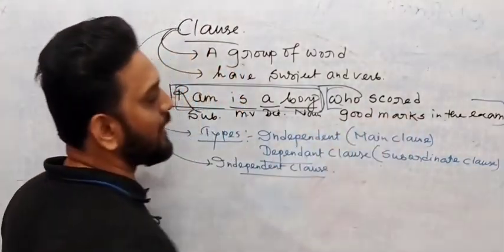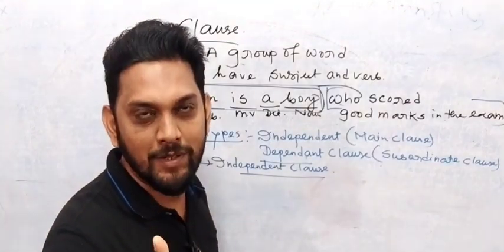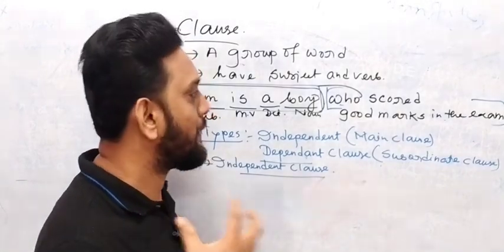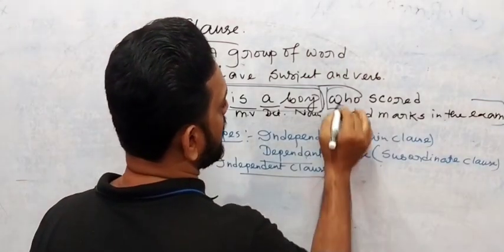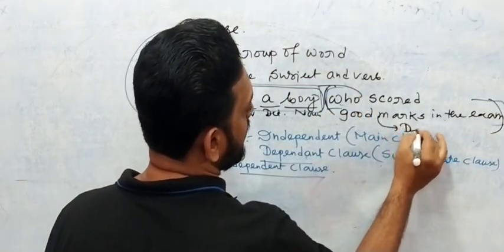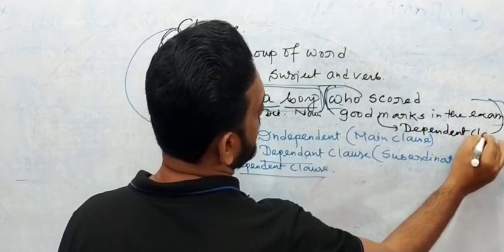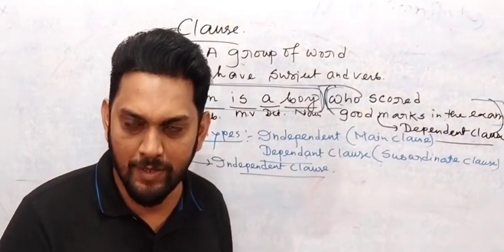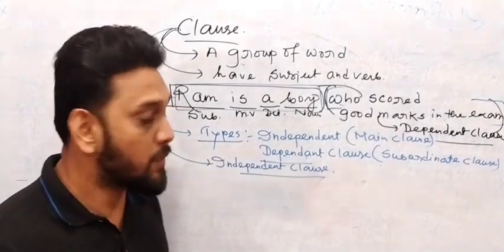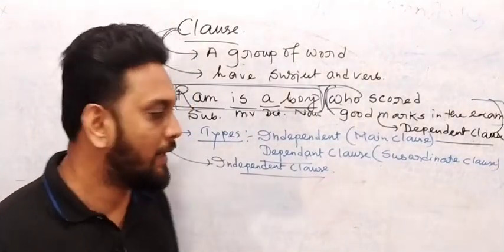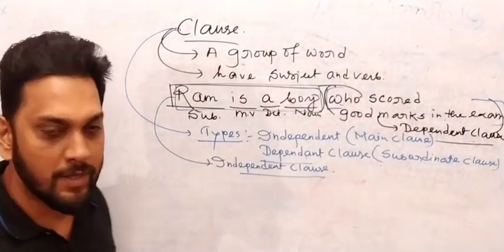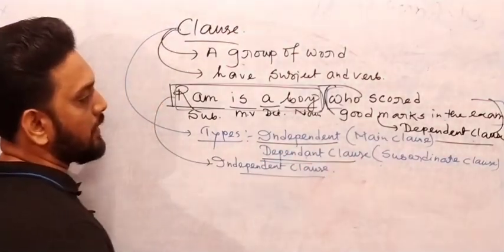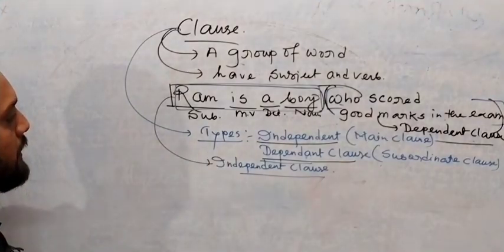Now you see, who scored good marks in the examination. If I say who scored good marks in the examination, you think, who scored good marks in the examination? It doesn't give you any complete sense or complete meaning. So because of this reason, from "who" to "examination", it's a dependent clause. And Ram is a boy gives us complete sense, complete expression, complete meaning, and also it can stand alone. So we can call it an independent clause or main clause. Did you understand? So clause has been divided into two parts: one is independent clause, another is dependent or subordinate clause. Got my point? Very good.